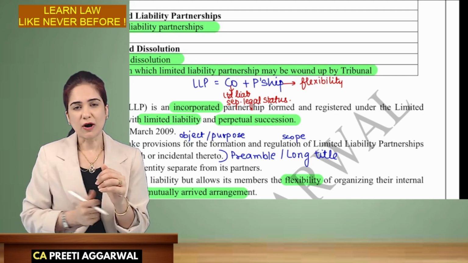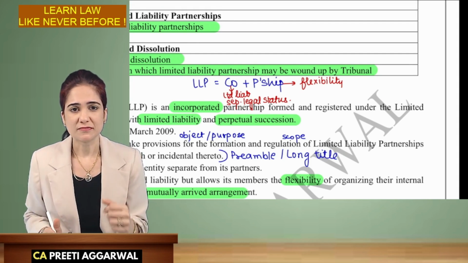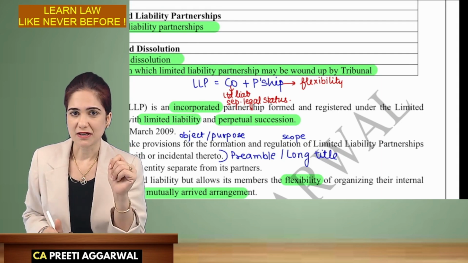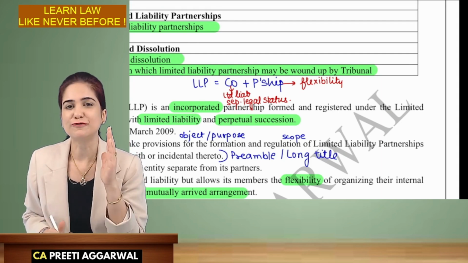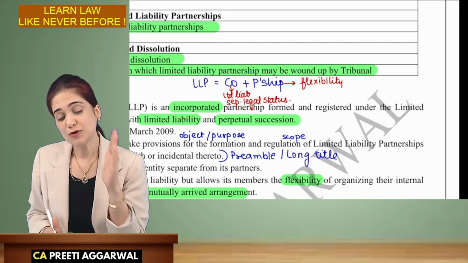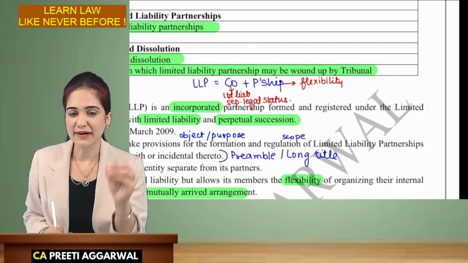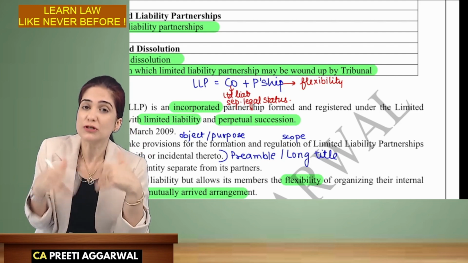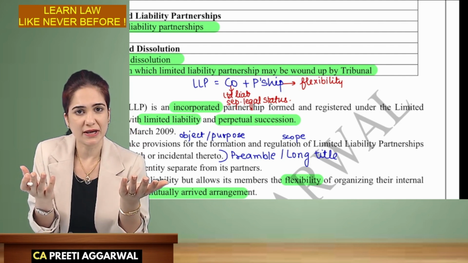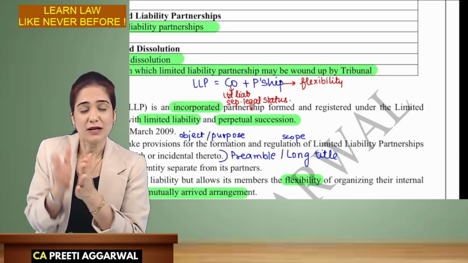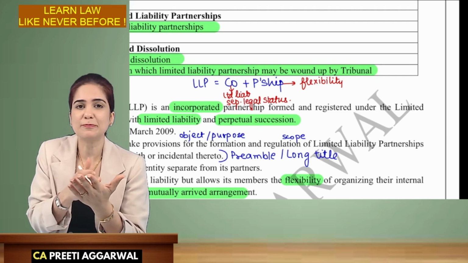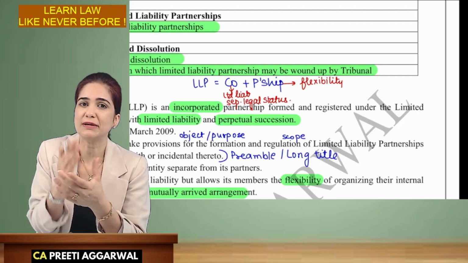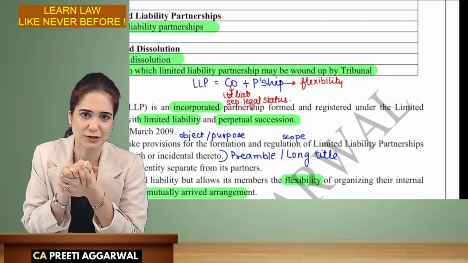Now, what is this flexibility? As far as company is concerned, you have to follow the Companies Act. You have to have a memorandum and articles of association. Now, the format and what should be included in MOA and AOA is specified by the Act. So the Act says that these are the points that should be included in the memorandum and articles of association.